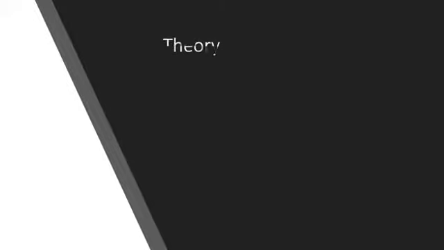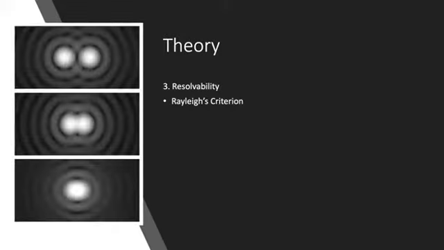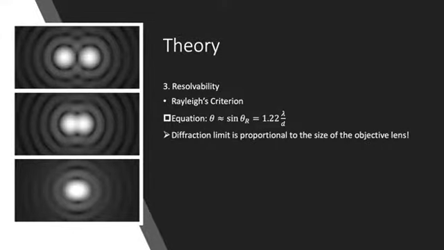Before we introduce the second way, let's talk about the theory part first. Recall the resolvability which we have learned in topic 4. By applying Rayleigh's criterion, two distant point objects cannot be resolved if their diffraction patterns overlap. The equation is given in terms of this. To get a smaller theta, one method is to increase the size of the objective lens. Therefore, here comes the second method to take a picture of the black hole.